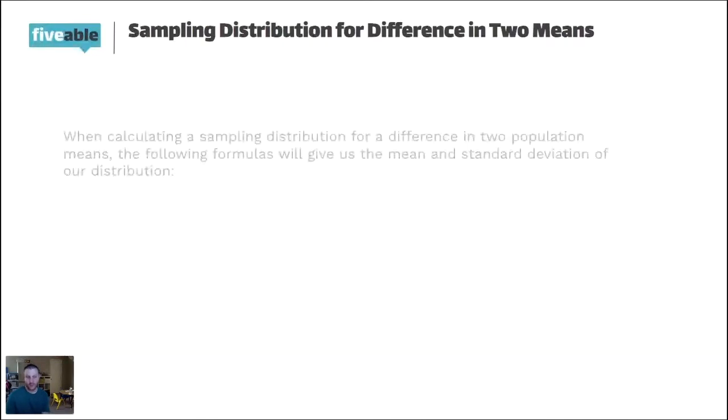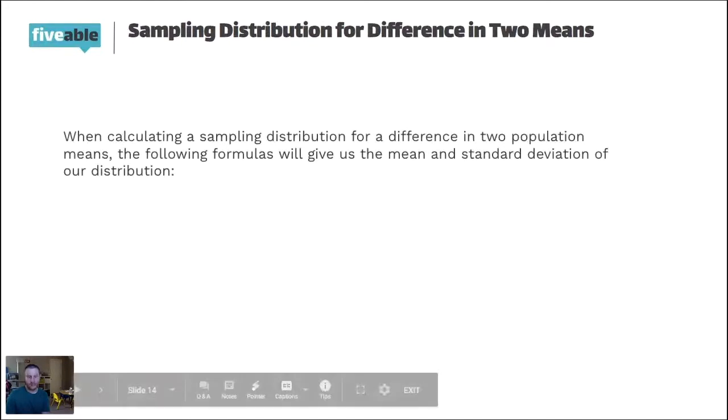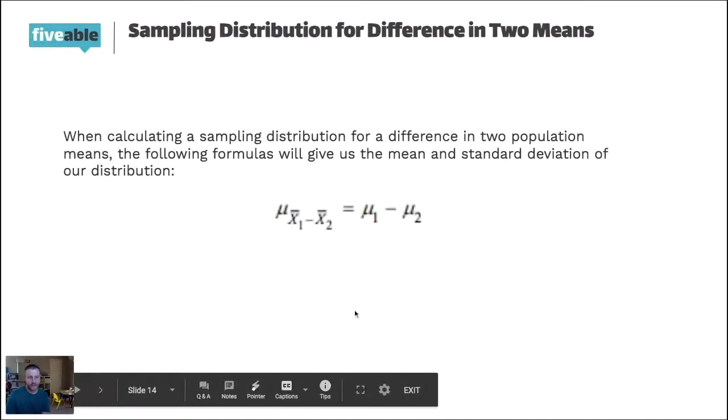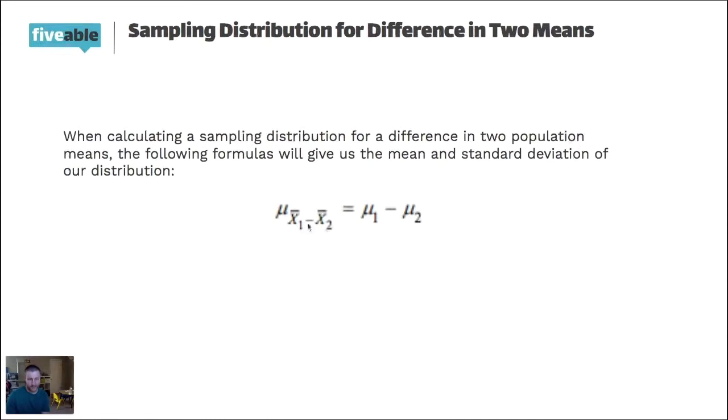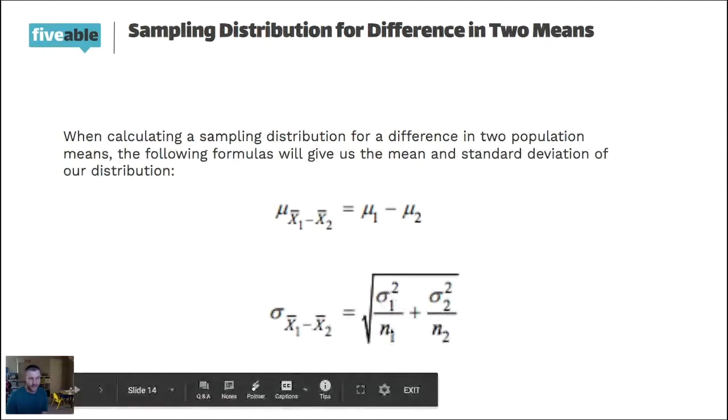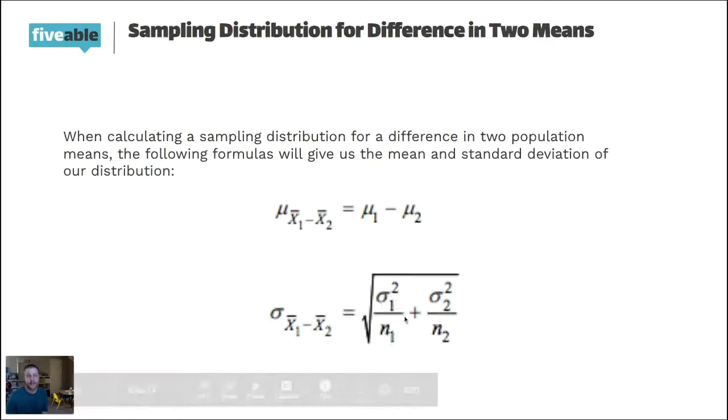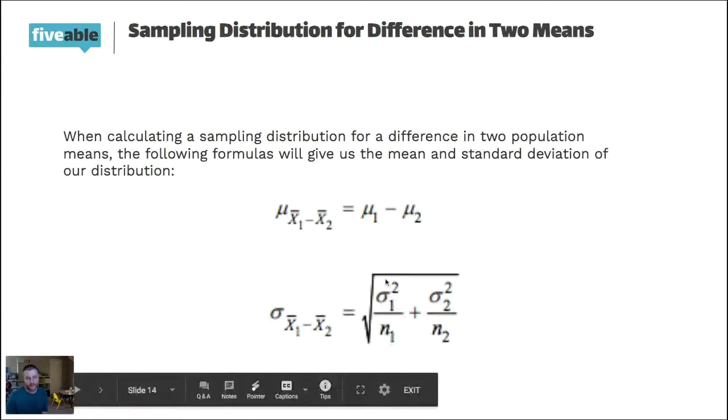The formulas for 2 means are a little bit different. They're actually a lot easier to calculate. So for the mean of your sampling distribution, you're going to subtract your 2 population means, which should be given in the problem. For your standard deviation, you're going to square your standard deviation of your population, divide it by the sample size, add it with the same thing of the other, and then take the square root. Okay. So that is how you get your mean. You have your standard deviation.